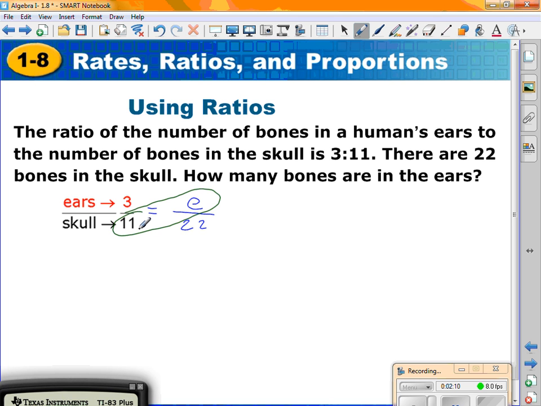What's 11 times E? 11E equals, what's 3 times 22? 66. When we were talking about multiplying fractions, a lot of you said cross multiply. The only time you cross multiply is when you have that equals in between. Now, how would I solve this algebraically? Divide by 11. E is 6. So there are 6 bones in your ears.